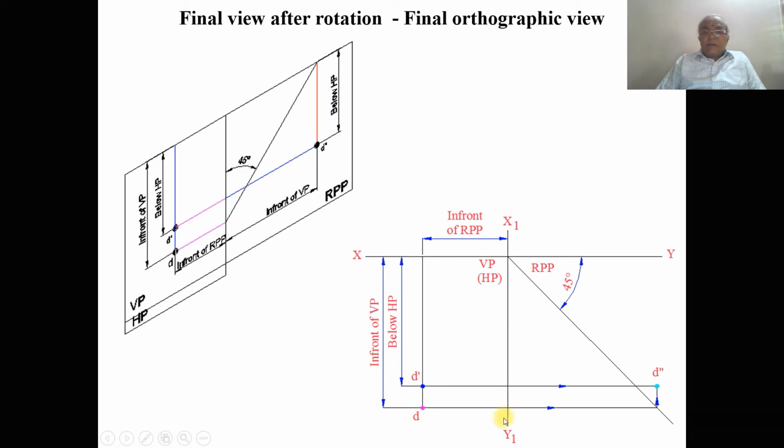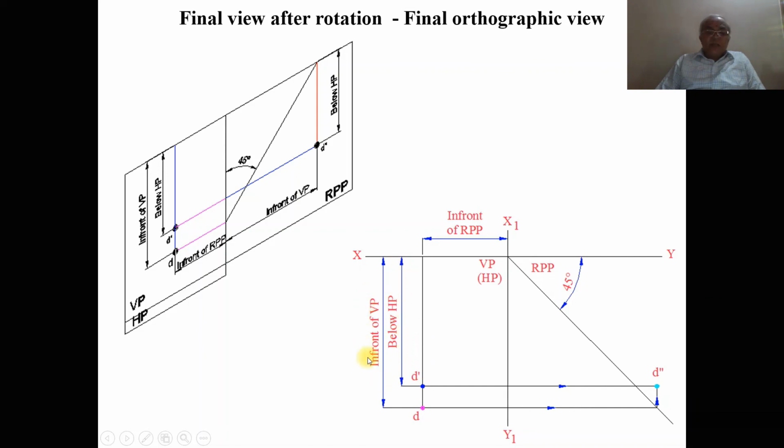Now we will go for the orthographic view of this. Draw the XY and X1Y1 lines, and the distance with respect to the profile plane you have to take first because that is seen in both VP and HP. Identify the planes VP, HP and RPP. Then from the X1Y1 line, you take the distance of in front of RPP and draw a vertical projector. Then you take the distance of below HP, which will be on VP. Since the image is on VP, you are going to get d dash. And again, you measure the distance from here to the in front of VP, whatever distance is given. So you take that in front of VP. The positions of d dash and d both depend upon the condition you have been given here.